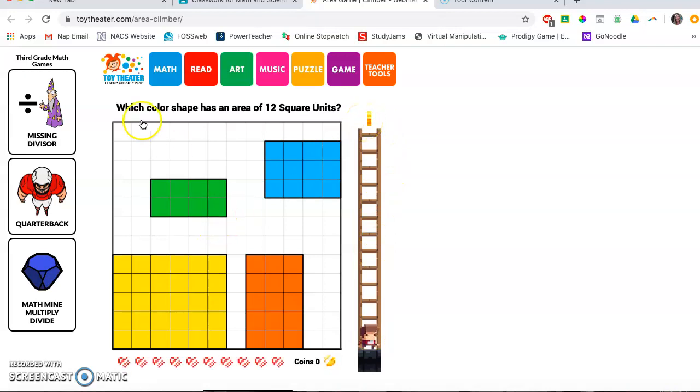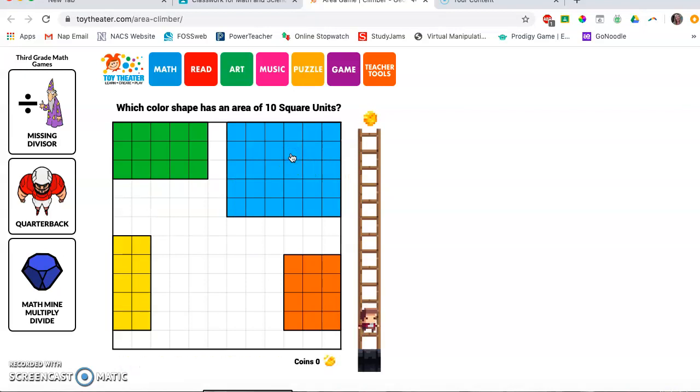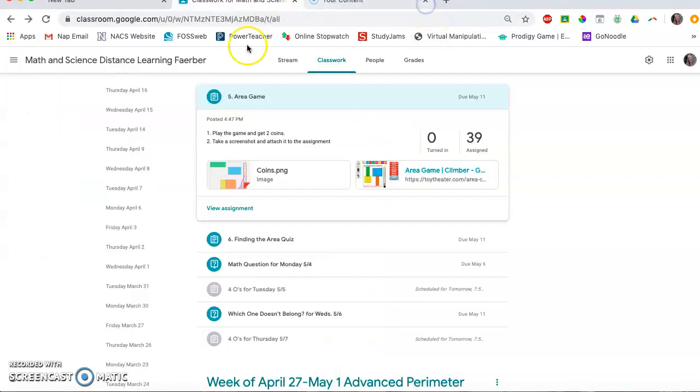So the first question is, which color shape has an area of 12 square units? Okay, so I'm looking for a rectangle that has 12. I'm counting the inside of this one. 1, 2, 3, 4, 5, 6, 7, 8. Let's look at this one. 1, 2, 3, 4, 5, 6, 7, 8, 9, 10, 11, 12. So I'm going to click on blue, and my guy's going to move up one. So you're just going to collect 2 coins. When down here it says 2 coins, go ahead and take a screenshot of this game, send it to me, and you're good to go with number 5.